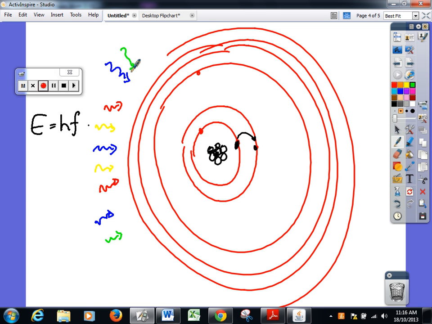Okay? Here's a photon that you can't see. You've got to imagine that's a UV photon. Okay? You can't see that photon. That would have the most amount of energy.